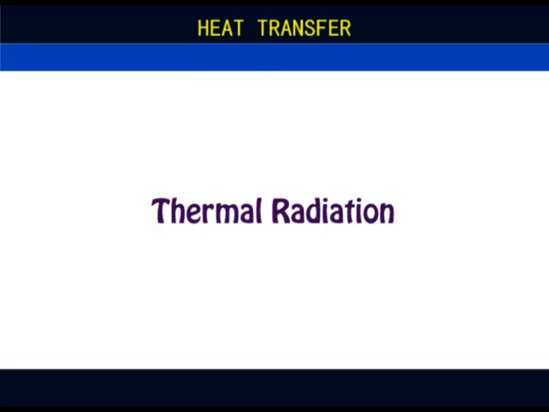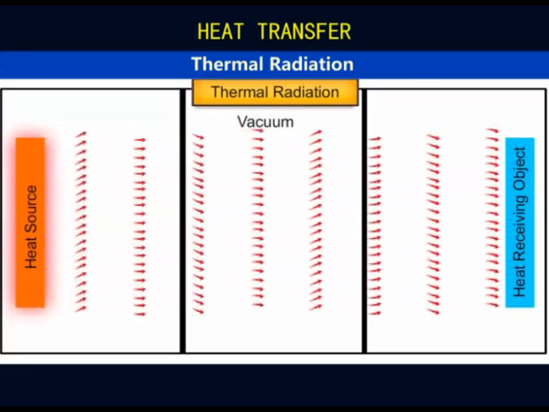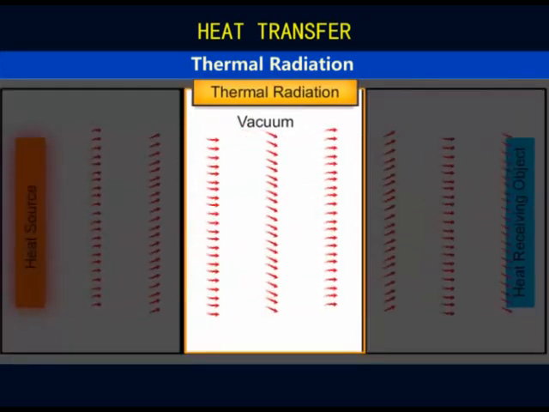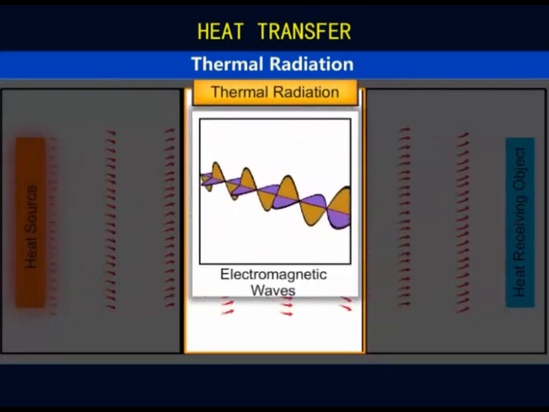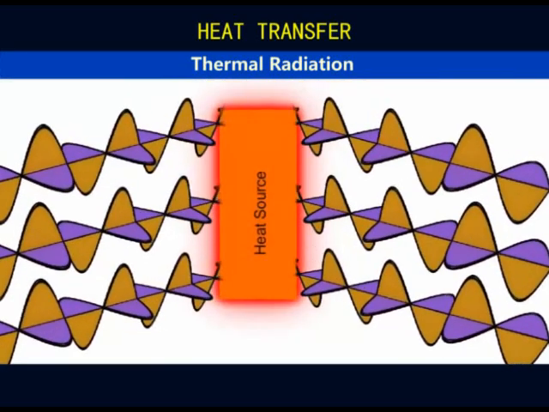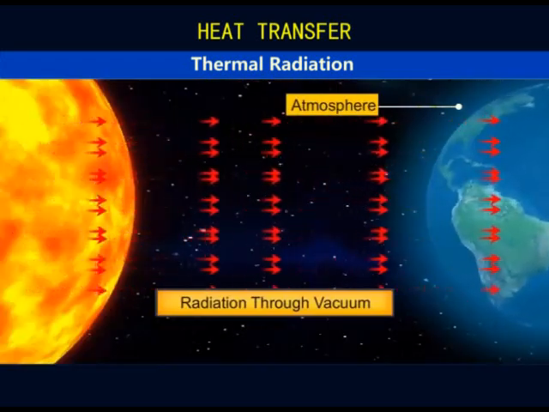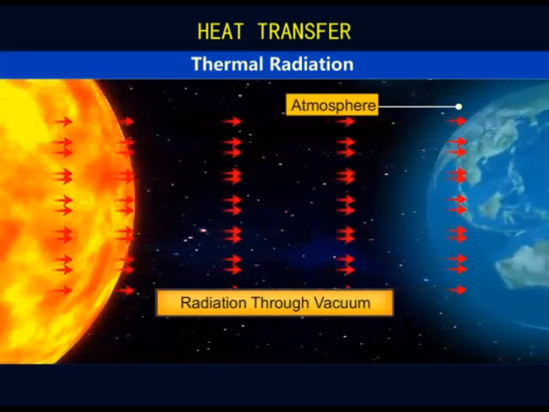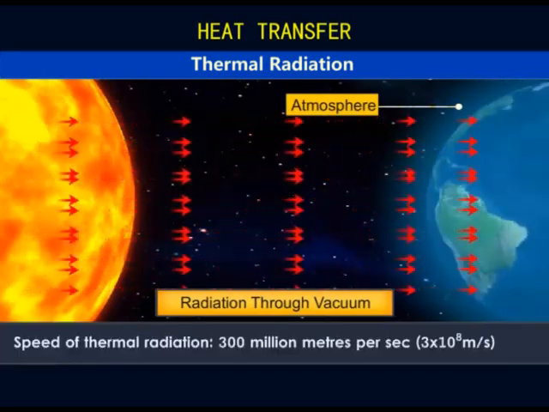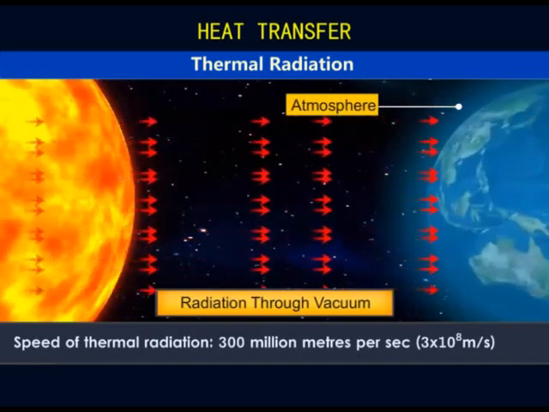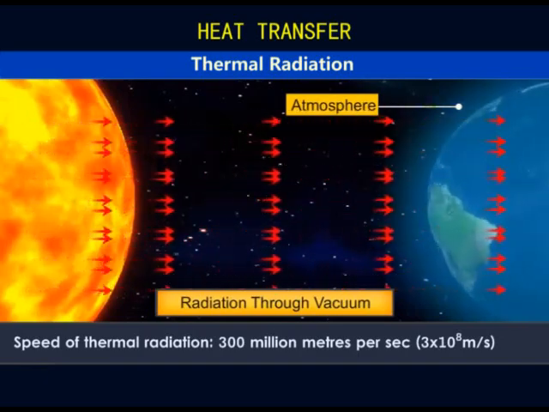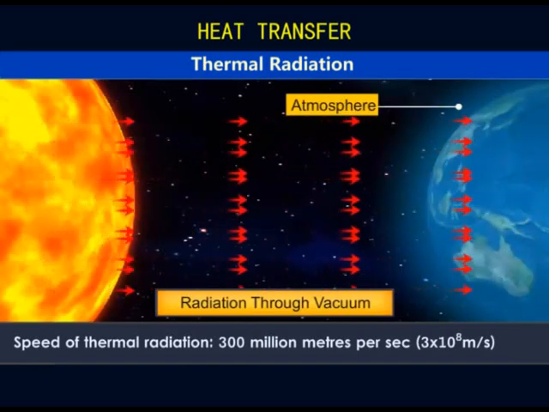And finally, radiation. Now, thermal radiation is where heat is transmitted even through vacuum in the form of electromagnetic waves. The electromagnetic waves emitted by a body by virtue of its temperature is called thermal radiation. Heat energy received from the sun is in the form of radiation. Like all electromagnetic waves, thermal radiation can travel at the speed of 300 million meters or 300,000 kilometers per second.